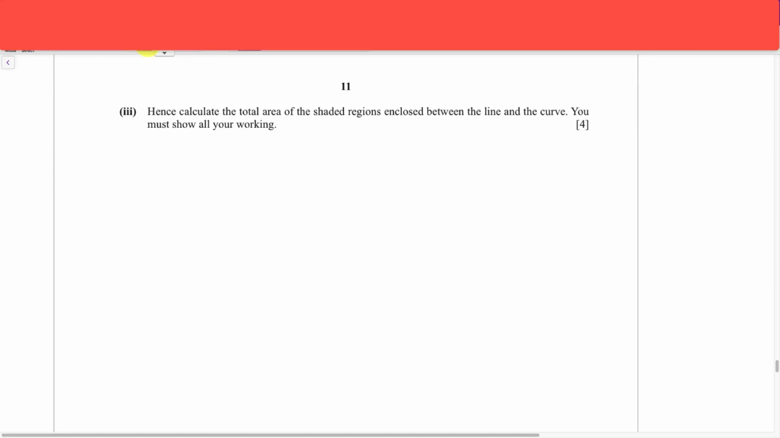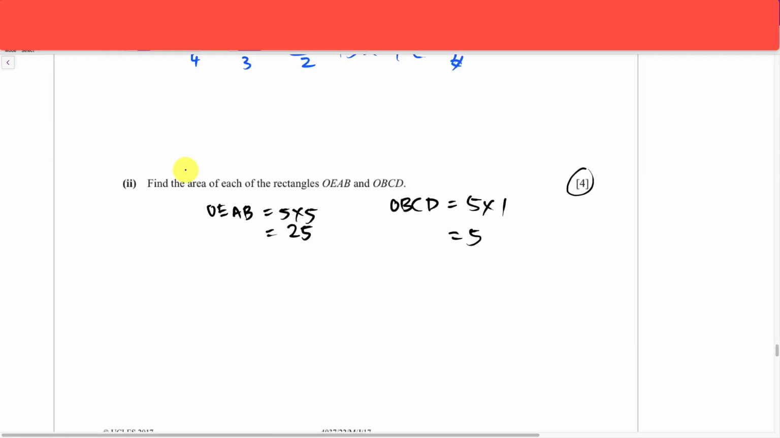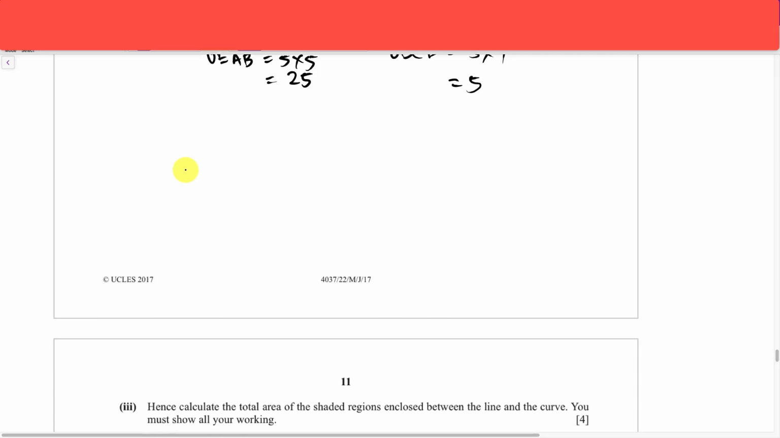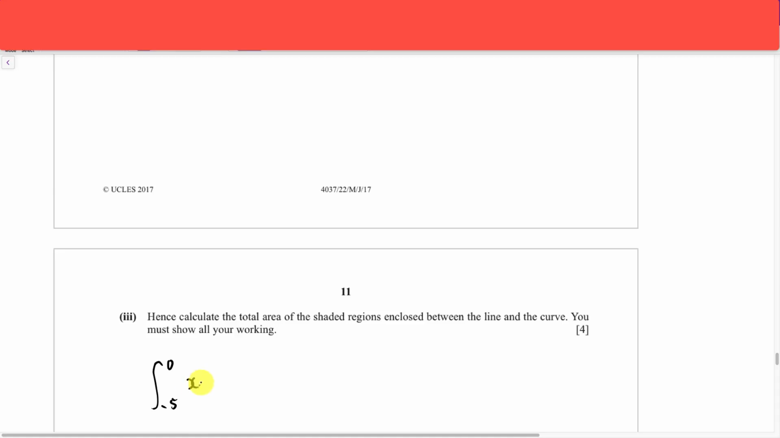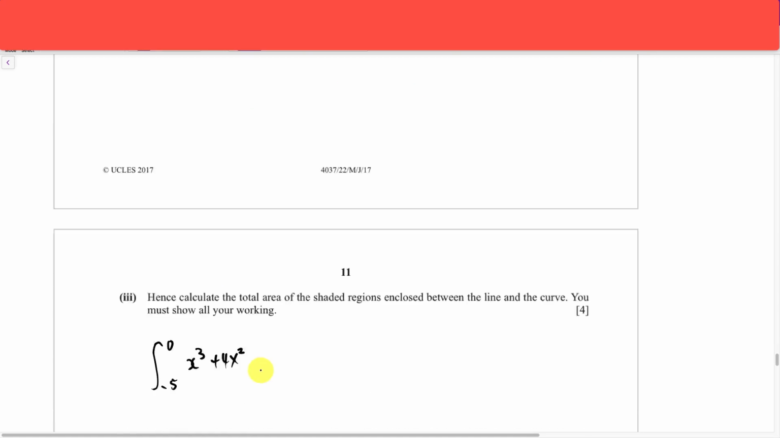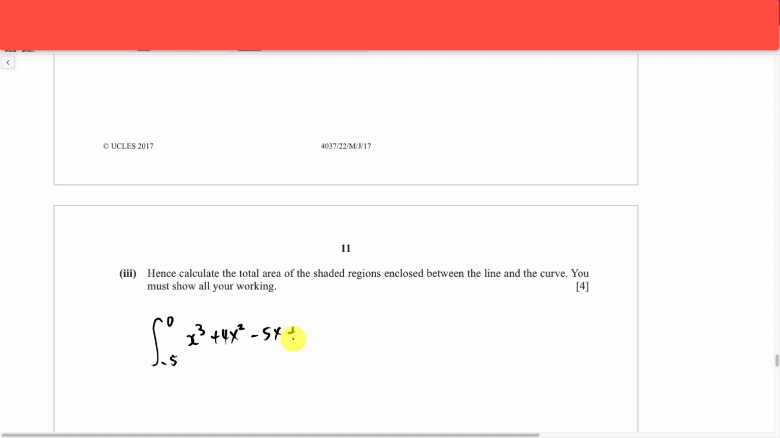Basically the first one I just explained. I will integrate from -5 to 0 my y, which is the equation, x cubed plus 4x squared minus 5x plus 5. I'm so bad with my memory. Then I will get the whole area, and I will minus the rectangle, 25. I just add a bracket for the whole thing.